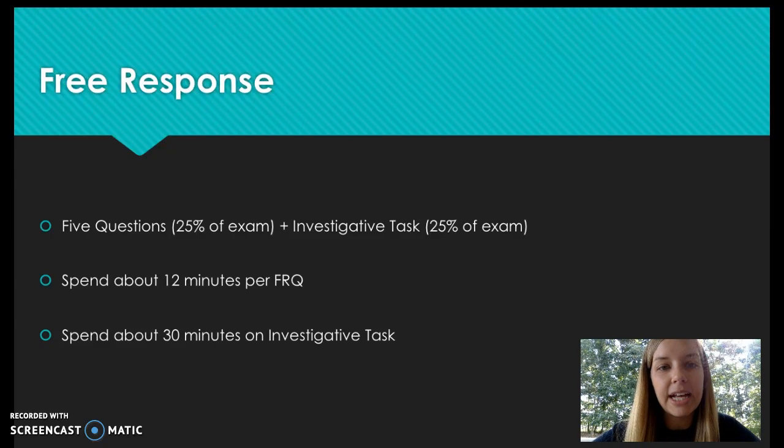The investigative task, they suggest about 25 or 30 minutes for it. So what happens is you're going to get all 6 of these questions at one time. So usually my advice is to flip to number 6 right away, put 25-30 minutes worth of effort into question number 6, then go to the 5 questions.